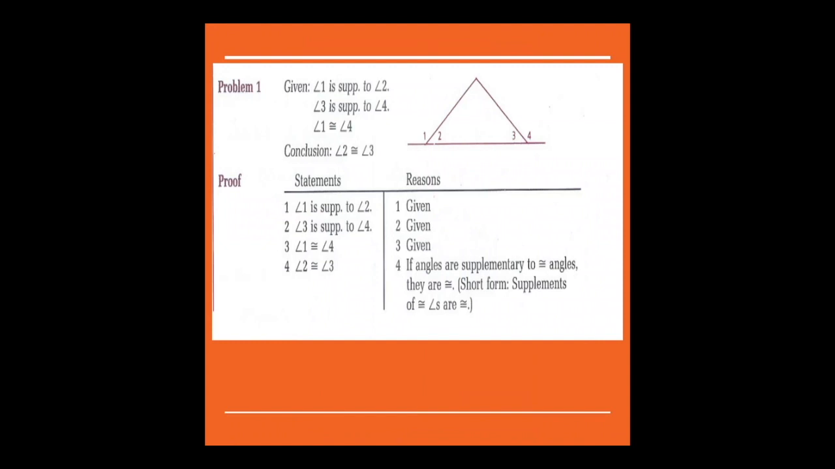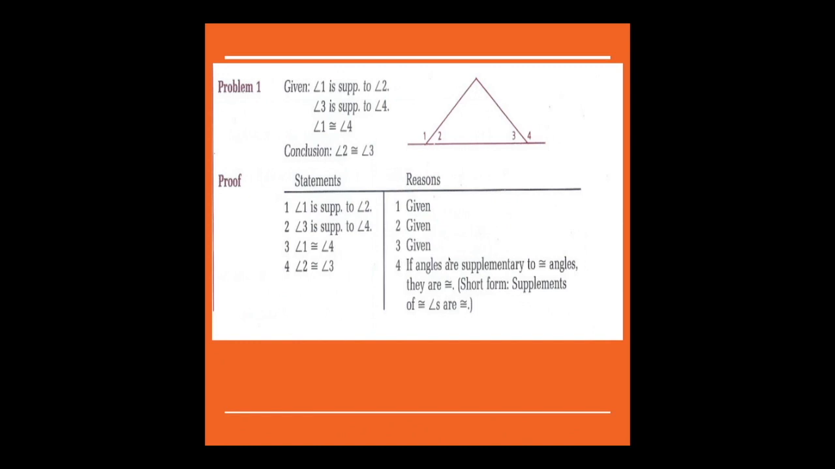So we have a sample question here. Problem number 1. Our given is that angle 1 is supplementary to angle 2 and that angle 3 is supplementary to angle 4. And we have to conclude that angle 2 is congruent to angle 3. So our first 3 givens are here. Angle 1 is supplementary to angle 2, angle 3 is supplementary to angle 4, and angle 1 is congruent to angle 4.